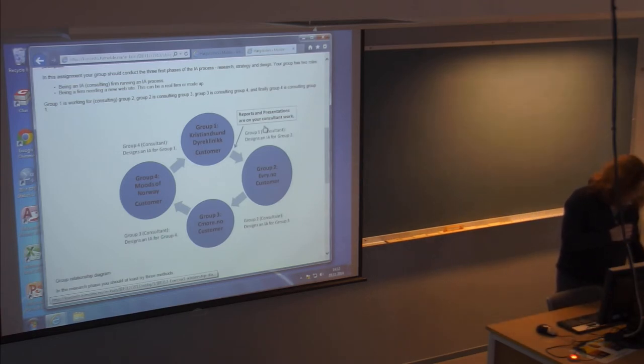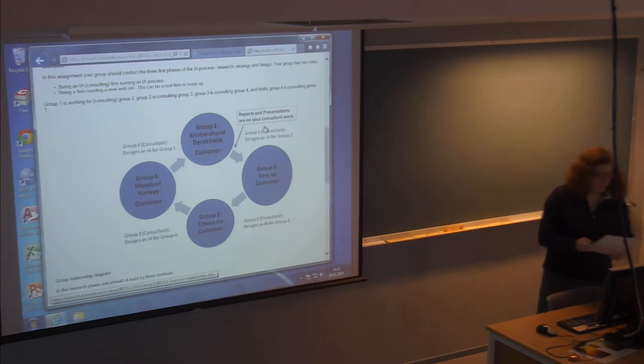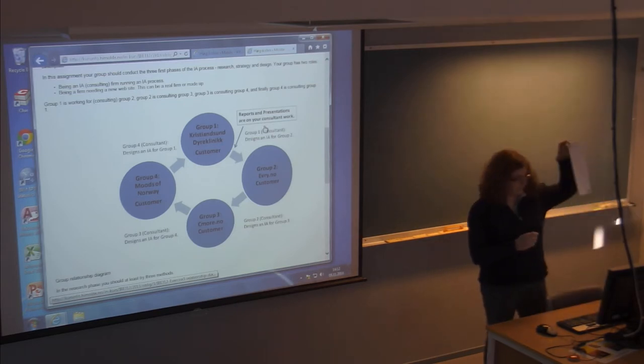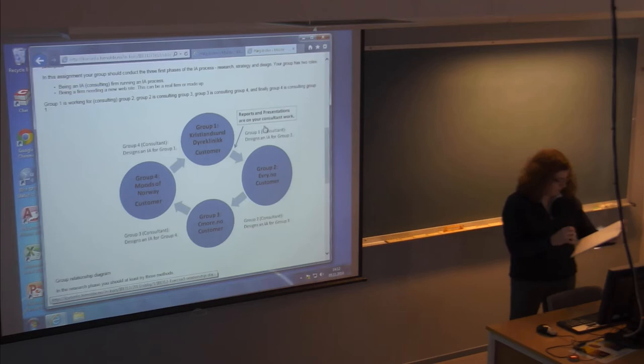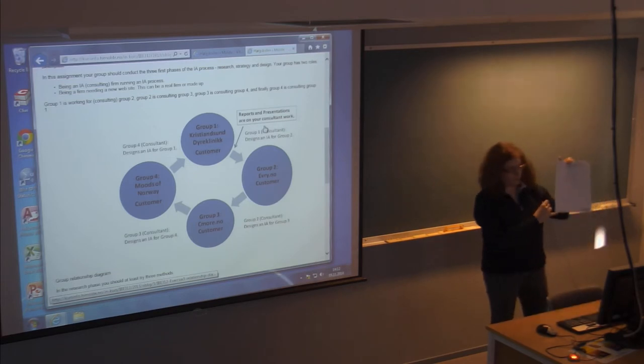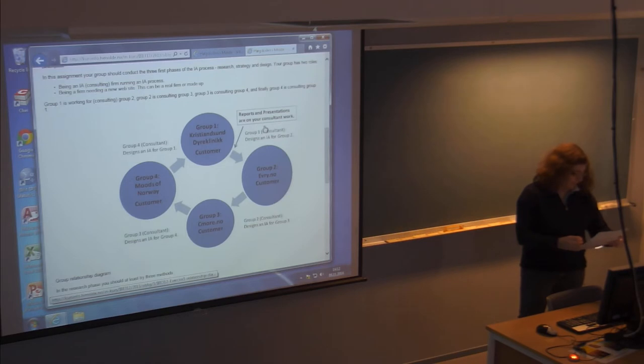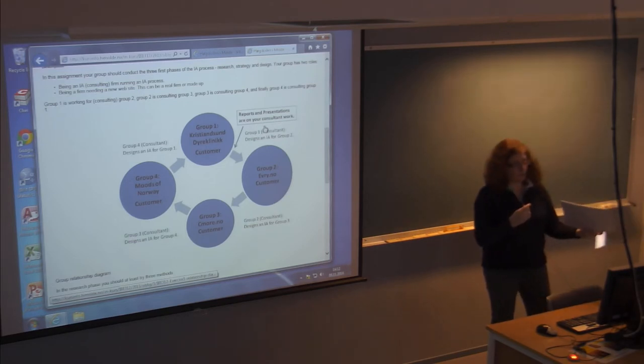I could even do it now. I can send this around. This is a sign-up sheet. And it has group number one is Kennel Star Mastino. Group number two is Every.no. Group number three is Seymour.no. Group number four is Moods of Norway. So if you sign up for Moods of Norway, your report is actually going to be about the kennel site. Do you understand? Okay.